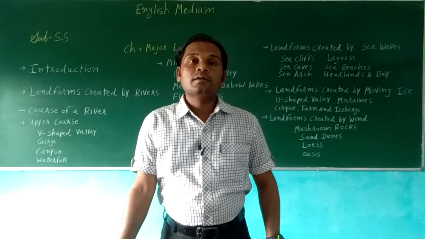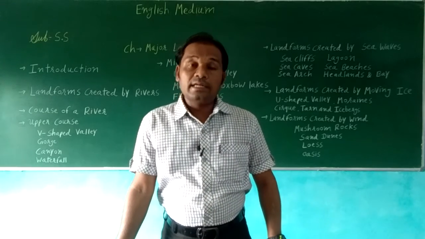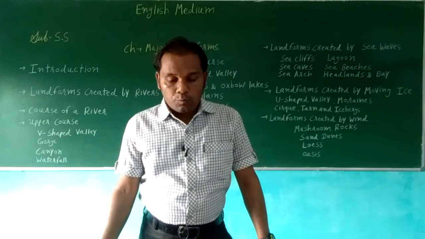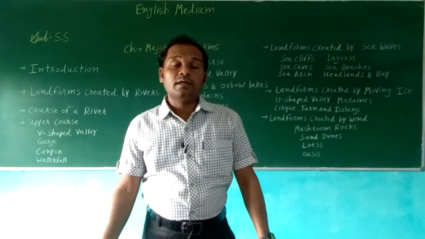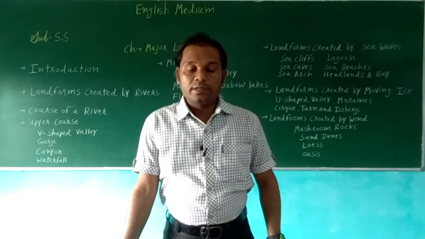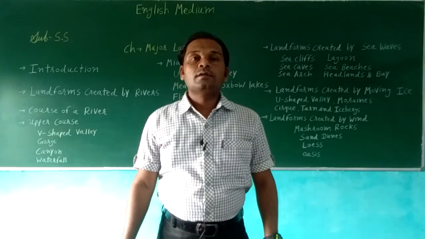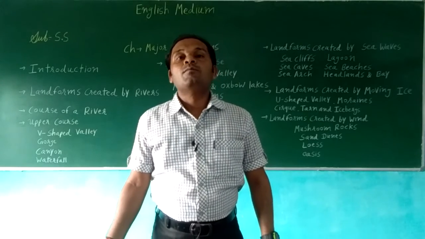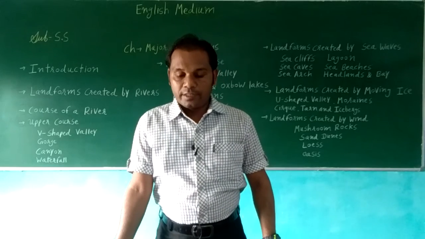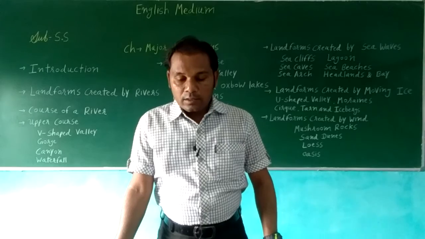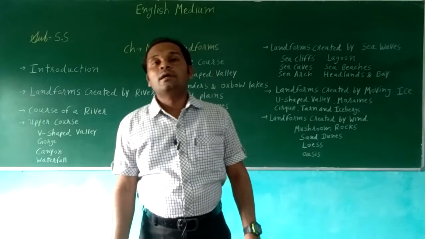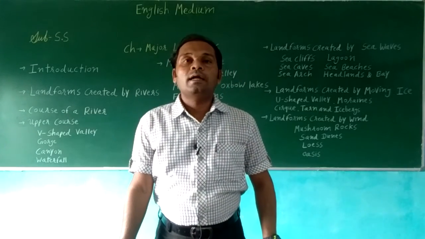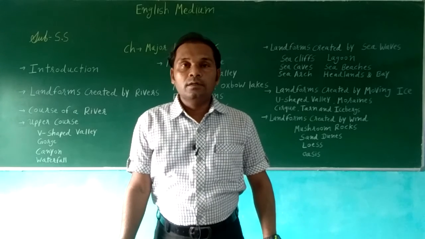The middle course of a river is found in the gently sloping plains. Here it collects more water from the tributaries. It generates more water from the tributaries, and it becomes wider, slower, and forms various landforms. In the middle course, more water will flow in the river.